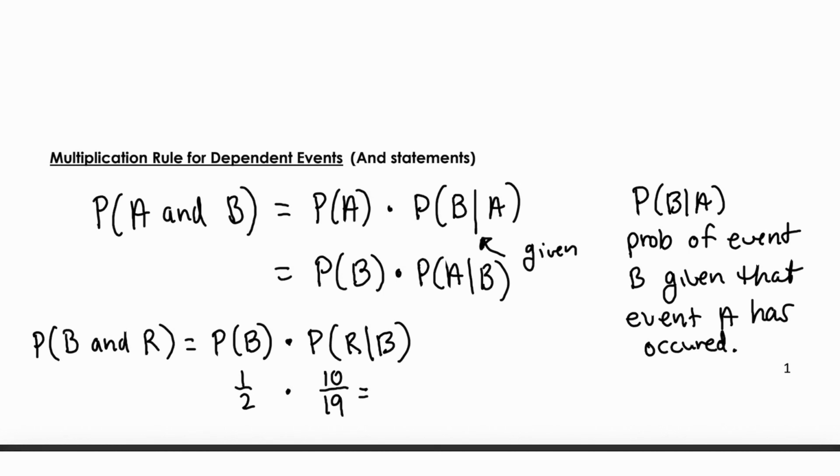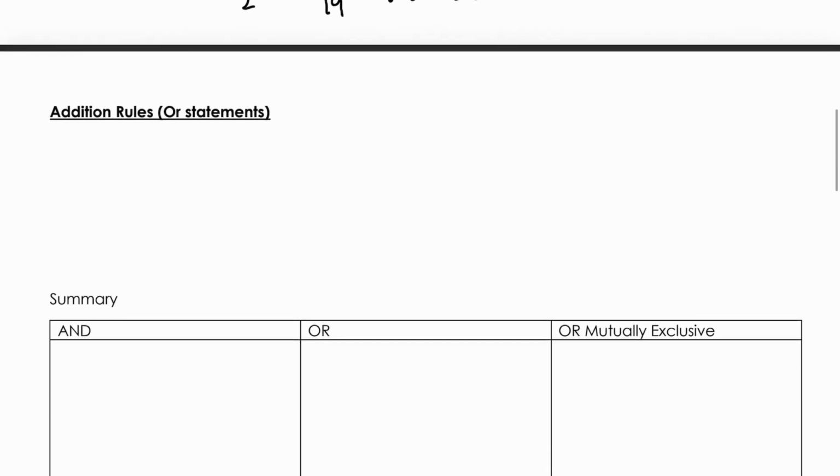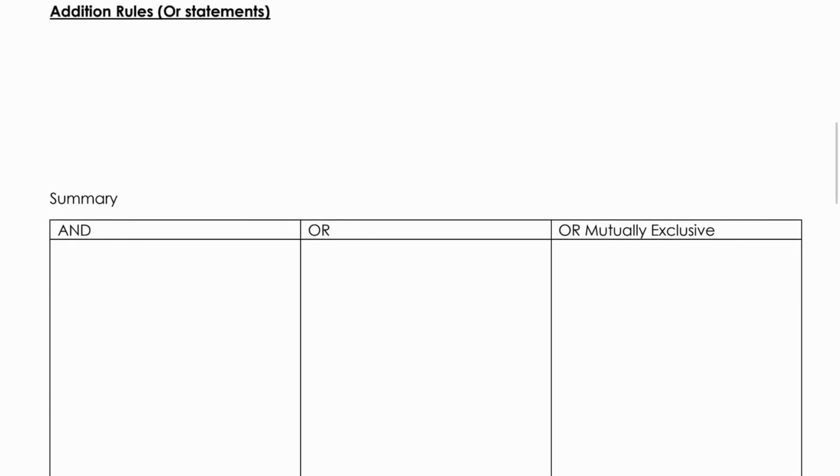And when we multiply 1/2 times 10 over 19, we are going to get 0.2632. So I would say that the probability of getting a blue chip and then getting a red chip is 0.2632. Now we're going to move on to OR statements.